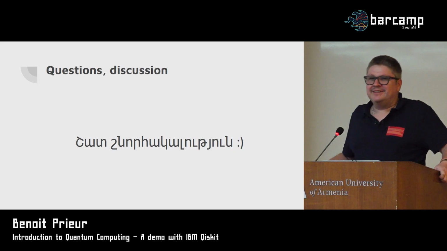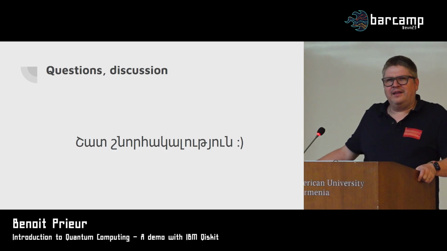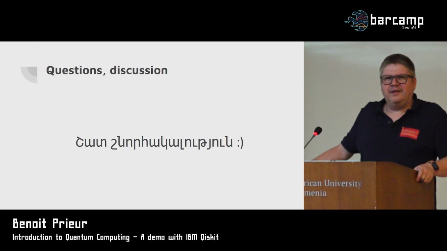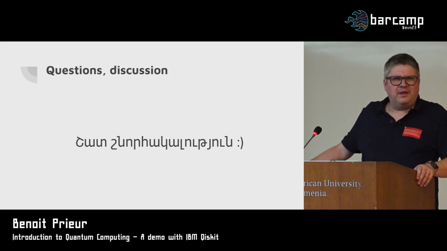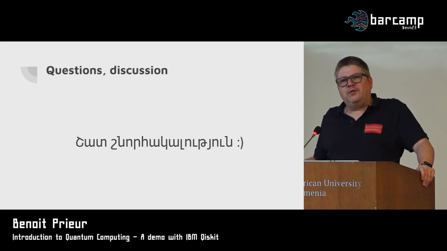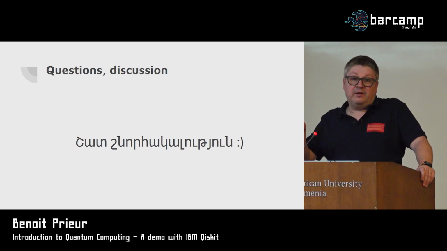Other questions? Yes? Entanglement can disappear and appear again, yes? Can entanglement disappear and appear again? I'm not sure I understand. For example, in this circuit, we have 00 and 11. What happens if you get 01? What does it mean? It can be entanglement also. So the entanglement breaks for some reason. The entanglement is broken by the measure, actually.